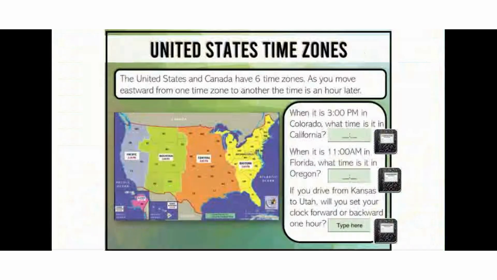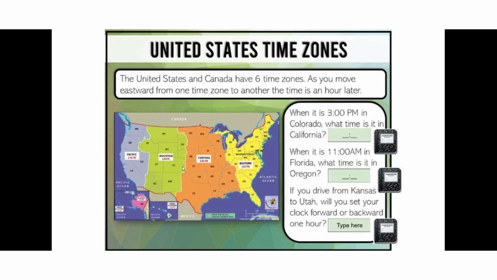Okay, time zones. So United States time zones. United States and Canada have 6 time zones. As you move eastward from one time zone to another, the time is an hour later. So let's look at these questions together. When it is 3 o'clock in Colorado, what time is it in California? And you know what state you're looking at here.